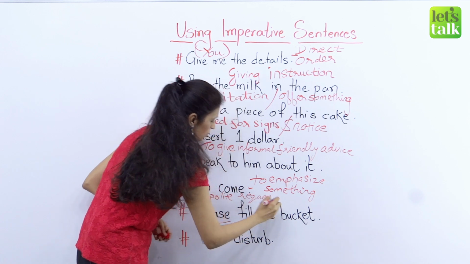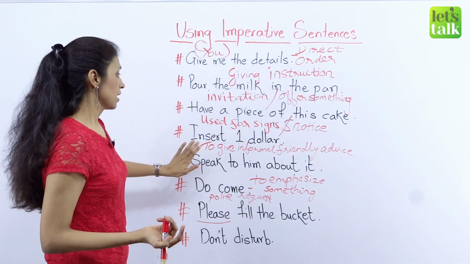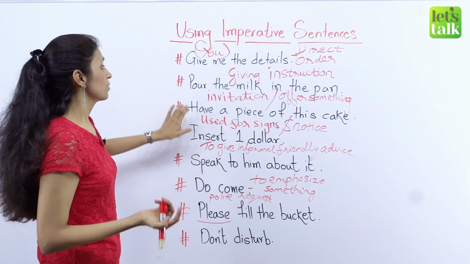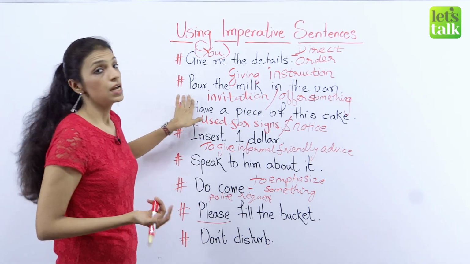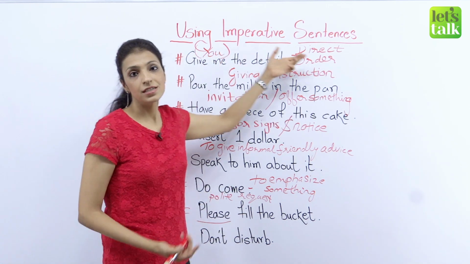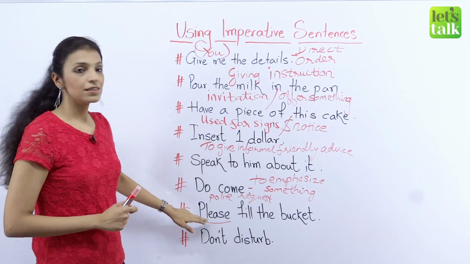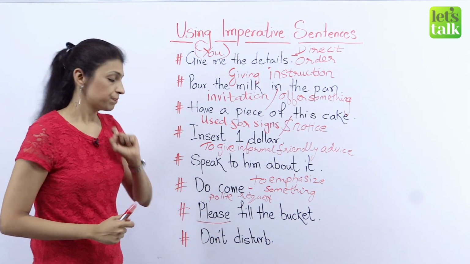Okay, so I could say please come, okay, this becomes polite. I could say please speak to him. I could say please have a piece of this cake. And if I want to be polite and ask for something, I can say please give me the details. So to make an imperative polite, all you need to do is add the magic word please, okay?